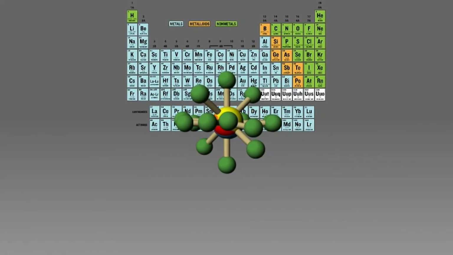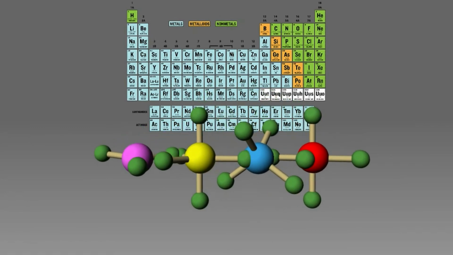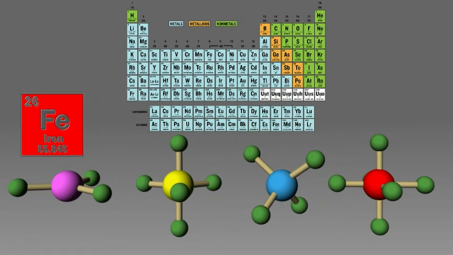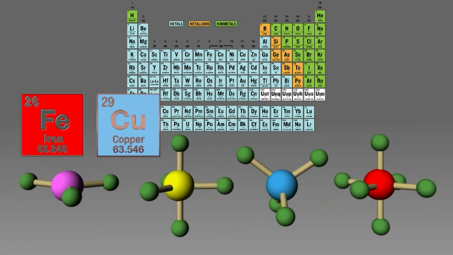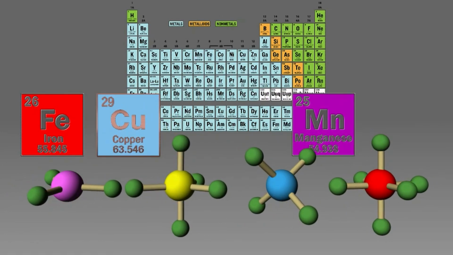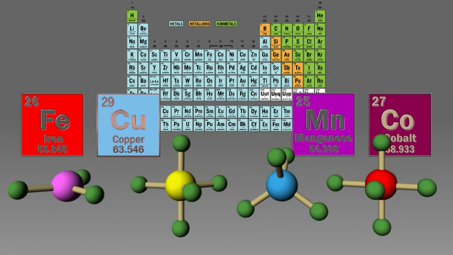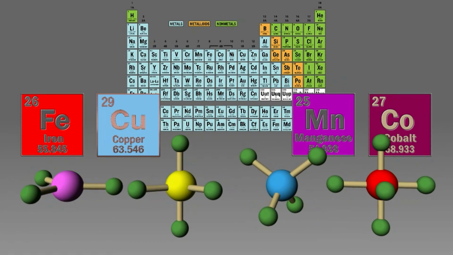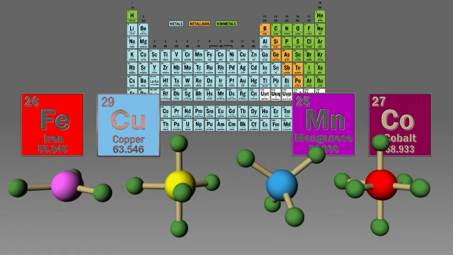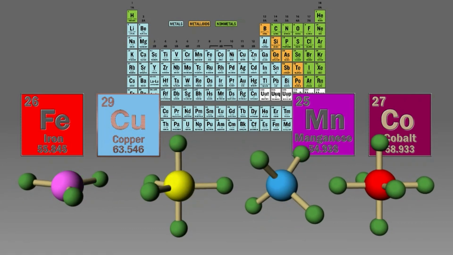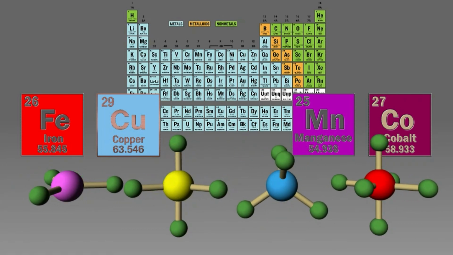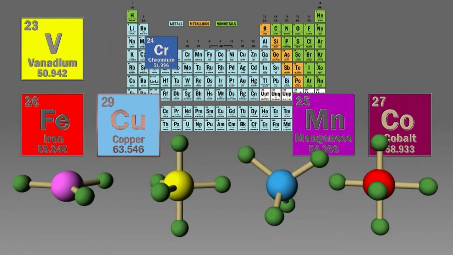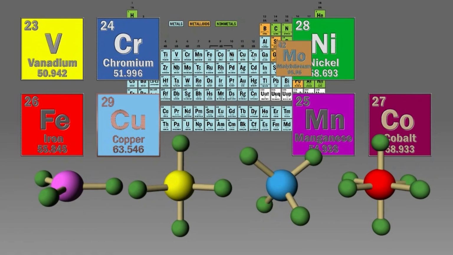Nature has evolved to take advantage of the unique oxidation reduction properties of transition metals. Even though they are present in living systems at much lower levels than carbon, hydrogen, or oxygen, they occupy a critical niche in biology, catalyzing chemical reactions and taking on roles that no other element can fulfill. And it's not just iron, copper, manganese, and cobalt. Other transition elements are essential to life, including vanadium, chromium, nickel, and molybdenum.